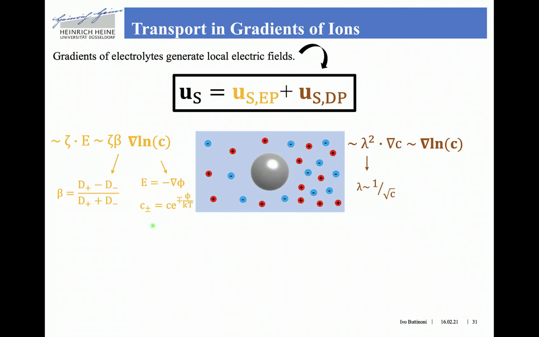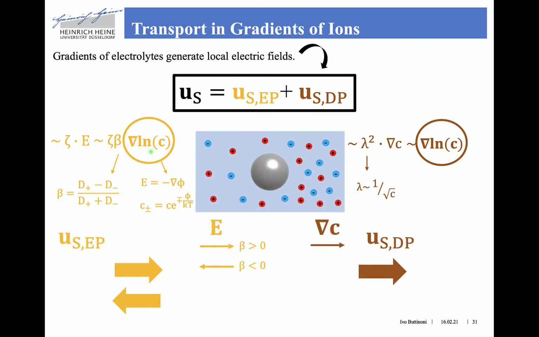This is qualitatively understood if we consider that the electric field is the gradient of the electrostatic potential, and the concentration of positive and negative ions is linked to the electrostatic potential by the Boltzmann distribution. So if you put these two together, you obtain this. So here we have that both terms are proportional to the gradient of the log of the salt concentration.